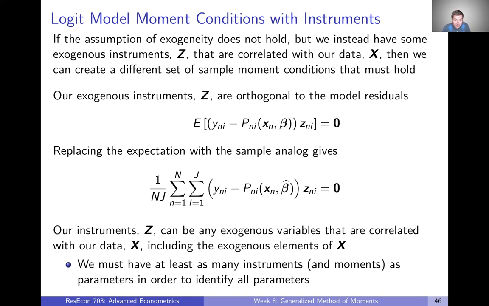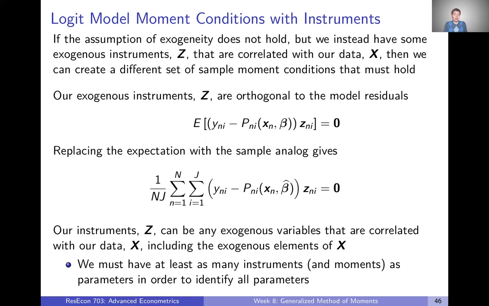But if we have some instruments, we'll call those Z's. So we've got this matrix of instruments, capital Z, some variables for every decision maker and/or every alternative that are correlated with the actual data going in our model, but that are exogenous. That's what the instruments are going to be: additional variables that are exogenous, but correlated with our data.